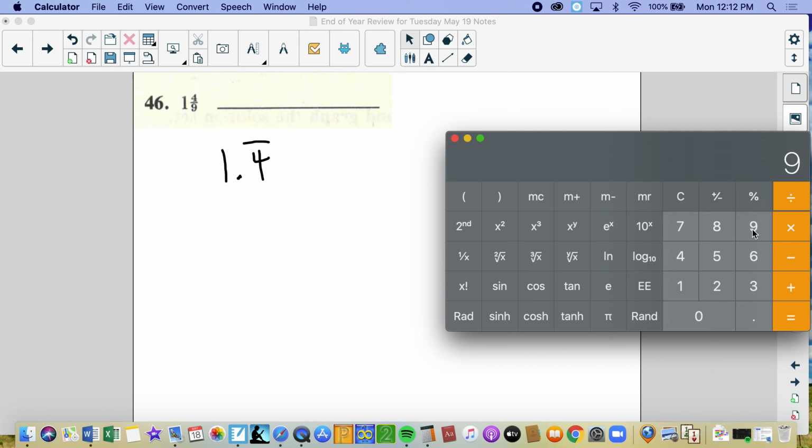1 divided by 9. What do you think if I do 11 divided by 9? What do you think I'm going to get? 11 divided by 9. Oh, that's pretty interesting. What about 14 divided by 9? Oh, did you see that pattern?